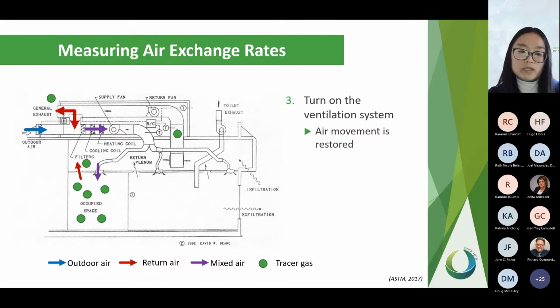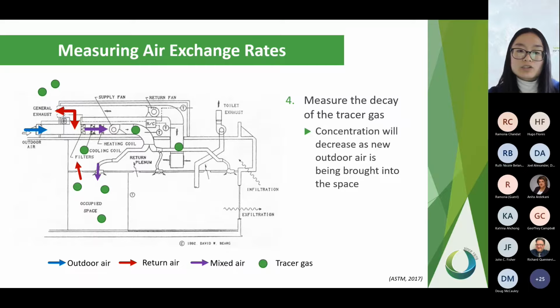And because air movement is restored, some of the tracer gas escapes, goes back into the ventilation system, and some of it is exhausted and leaves the building. And so as this occurs over time, the concentration within this occupied space will decrease as new outdoor air is being brought into the space, and we can use an instrument to track this decrease in concentration.